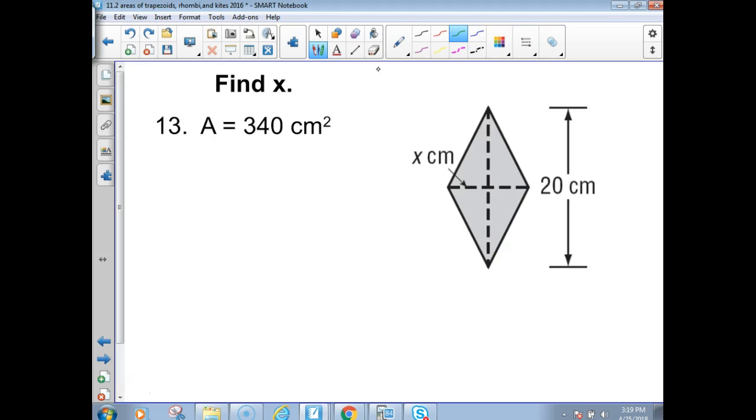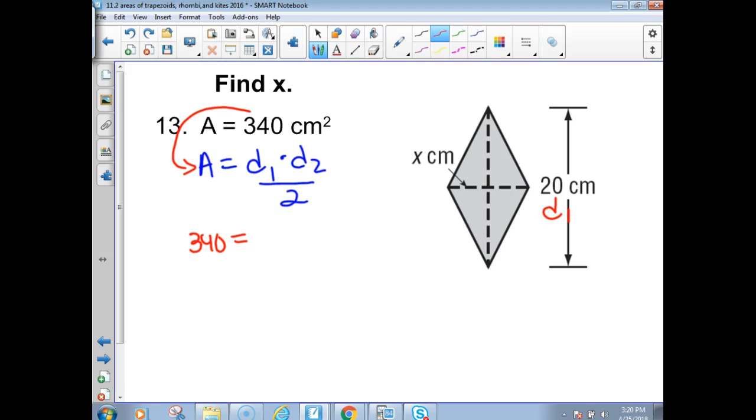We see a kite. We go look up the formula. We write down the area of the formula is diagonal 1 times diagonal 2 divided by 2. Then we put in 340 for A. We put in X for one of the diagonals and 20 for the other diagonal. I'm going to put in diagonal 1 is 20, and then I'm going to put in X for diagonal.